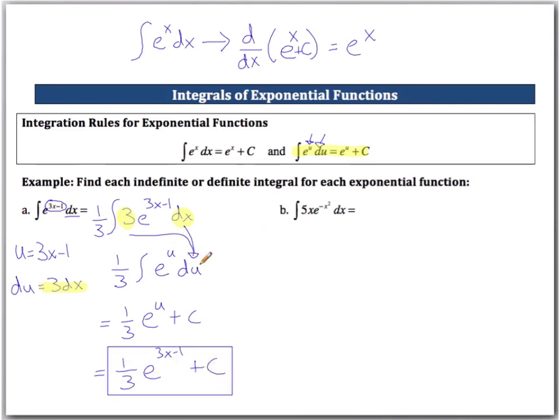Okay, now this u substitution is kind of an intermediate step, and you don't have to do it every time. If you can see that du is there, you can go straight to your final answer right here. All right, go ahead and try letter B on your own. Go ahead and pause the video, and then come on back when you're done to check your work.